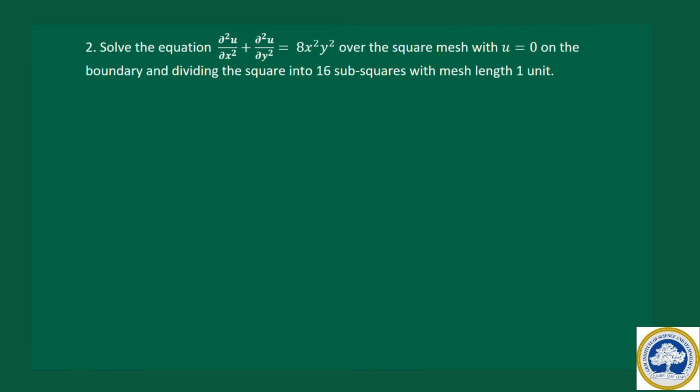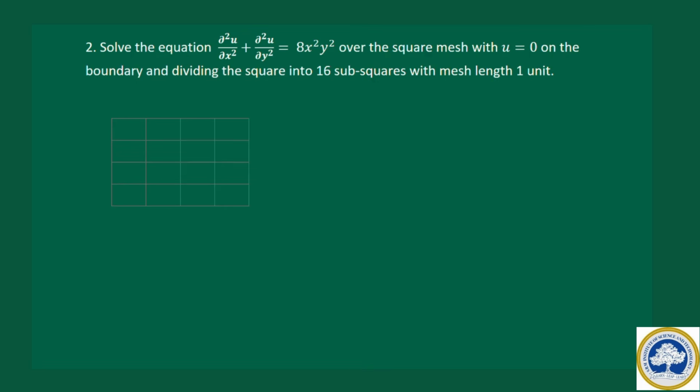Let us see the second question. Solve the Poisson equation. Del square u is equal to 8x square y square over the square mesh with u equal to 0 on the boundary, and dividing the square into 16 subsquares with mesh length 1. So here we have to consider again the square mesh, but with 16 subsquares by assuming mesh length as 1. Mesh length 1 means we have to consider h is equal to 1.